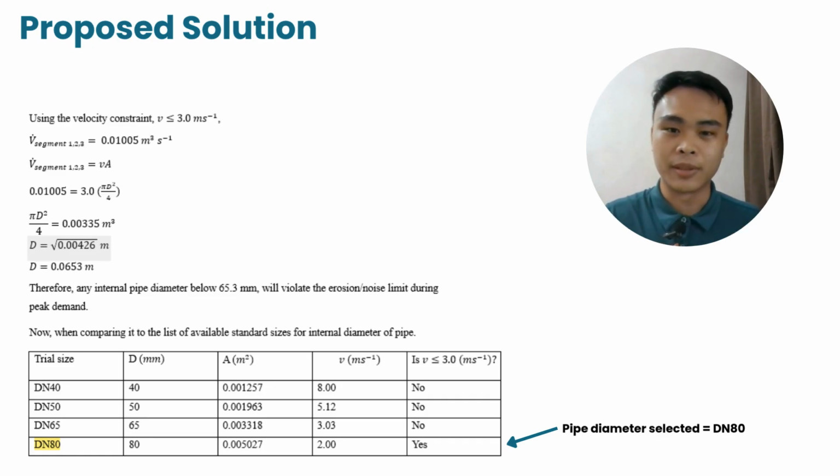So here's our proposed solution. First, the pipe network. We select a uniform DN80 pipe. It was chosen because it safely limits the water velocity to 2 meters per second, safely below the code limit for pressurized fire lines, preventing internal erosion and excessive flow noise during peak demand.